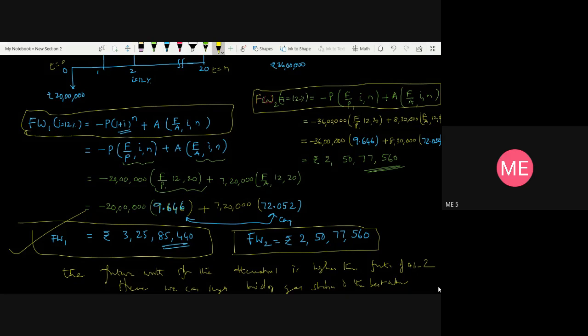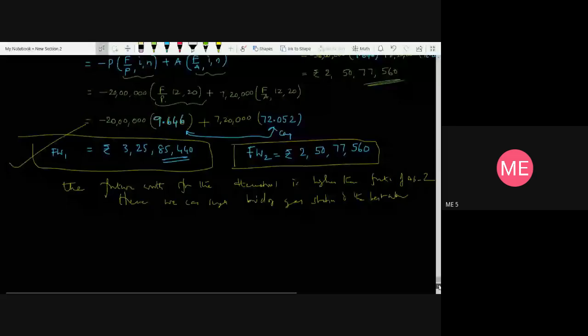Now we'll move to the next, payback comparison. Payback comparisons are nothing but this: we are going to invest some amount of money, and how much time it will take to pay back, in the sense of returning the amount. See the payback comparison method.